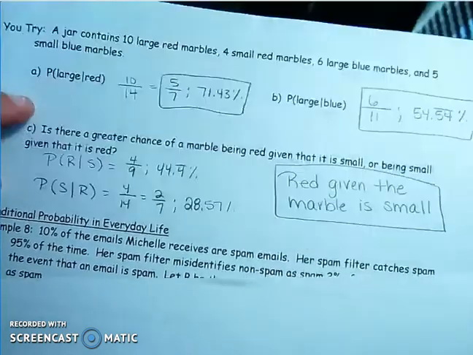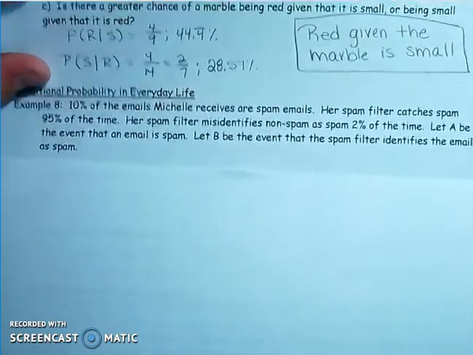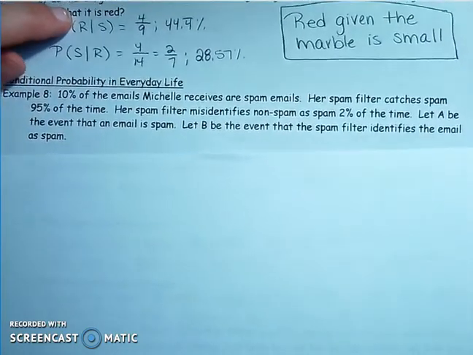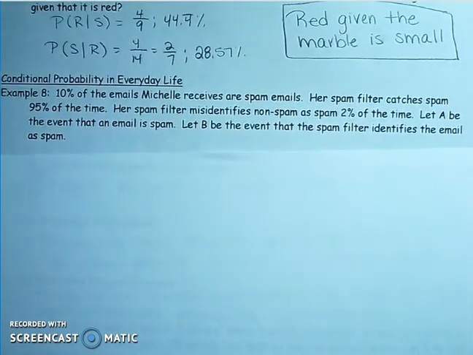Now, let's talk about everyday life. Example 8 talks about Michelle and her emails. We get emails all day long, and a lot of them are spam. For Michelle, 10% of the emails she gets are spam emails. Her spam filter catches them 95% of the time. However, her spam filter misidentifies them 2% of the time.